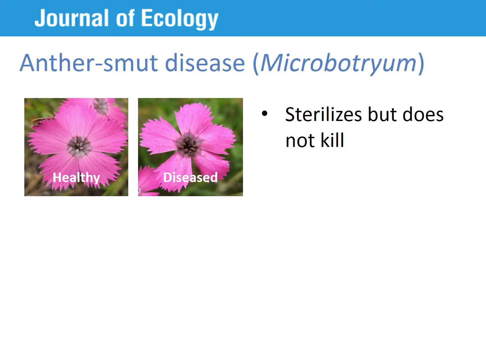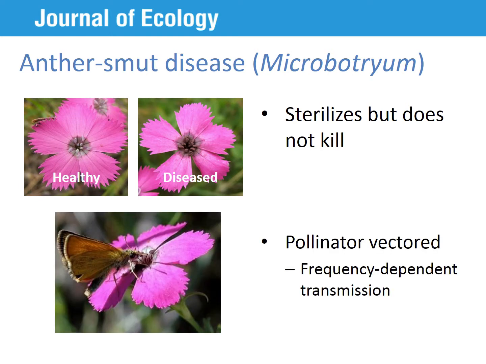It is an ideal system for studying disease distribution in nature because of its easy visual detection. Moreover, since the disease sterilizes but does not kill its host, we can estimate prevalence from simple field counts. Most importantly, transmission is facilitated by insect pollinators visiting diseased plants. This makes it likely that transmission is frequency dependent, and we therefore predict that there would be no disease-free halo at the range margins in this system.